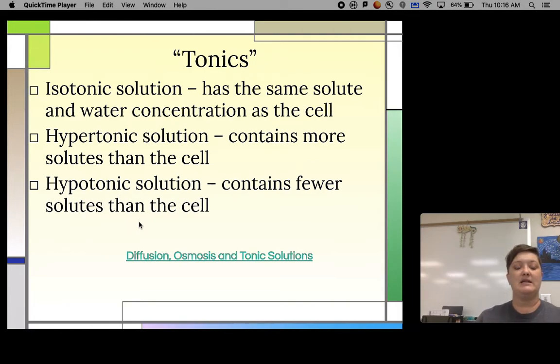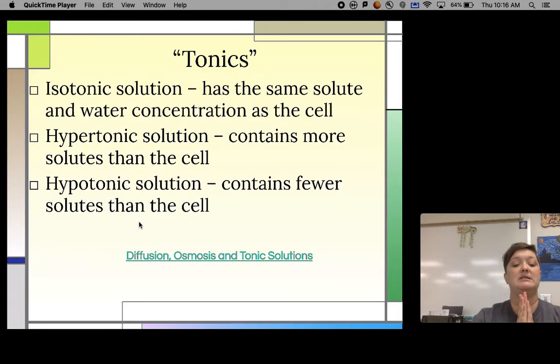Hypertonic contains more solutes than the cell, so the solution has more stuff in it, so the water's going to leave the cell and go out there to where the more stuff is, and therefore, since my cell lost water, it's going to start to shrink and shrivel. I think of people who are hyperactive, right, because they're going and going and going, they're going to lose a lot of water and get smaller.